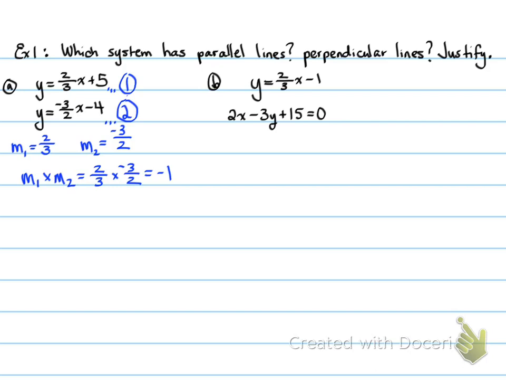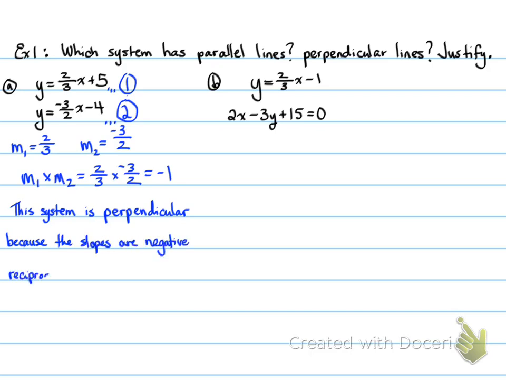Where have we seen that before? Well, you should remember that if you take the two slopes and you multiply them, they equal -1. That means the system is perpendicular. And that is because the slopes are negative reciprocals.